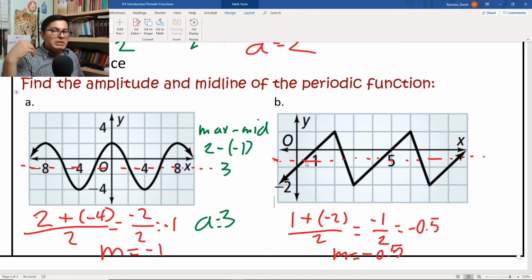But let's say that we didn't know how to do that. We're going to do our max minus our midline thing and see if that gets us to the right answer. Again, remember, 1.5 is the correct answer. So we're going to do our maximum, which is 1, and we're going to subtract -0.5. Now, if we subtract a negative, again, that's adding, so that'll be 1 plus 0.5, and indeed, our amplitude is going to equal 1.5.